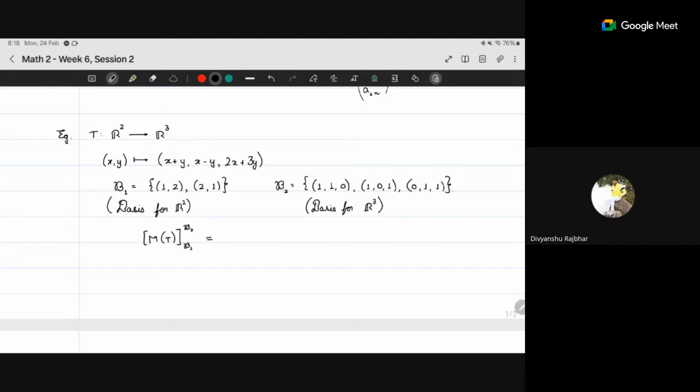So first of all, let us see what the order of the matrix is. What is the order of the matrix? 3 by 2. Yeah, so it's a 3 cross 2 matrix. And how do I get the columns?